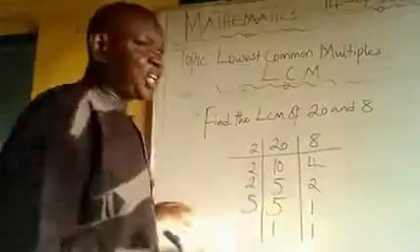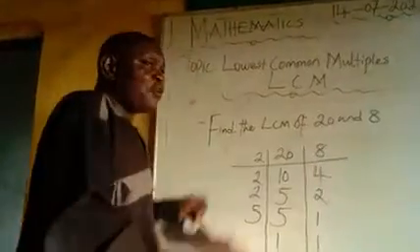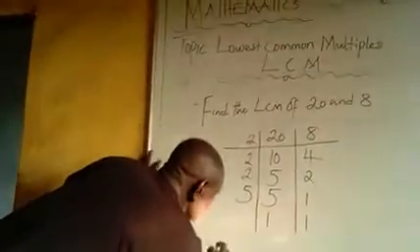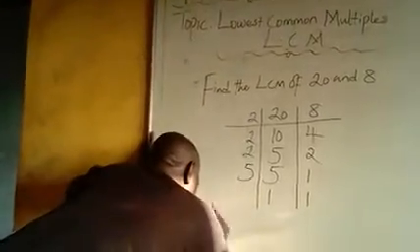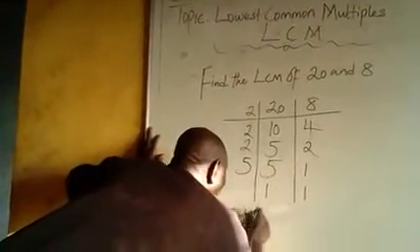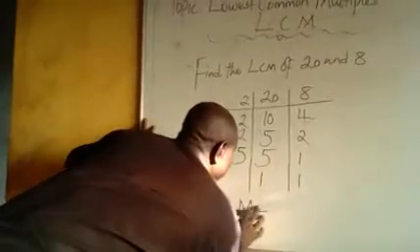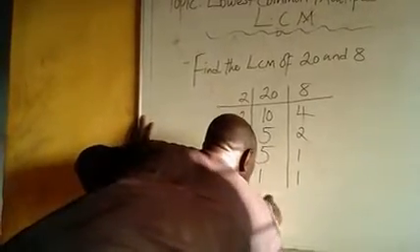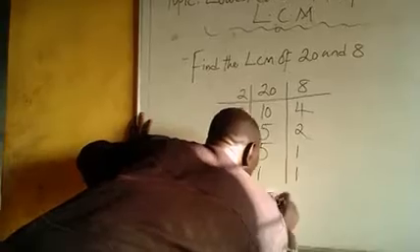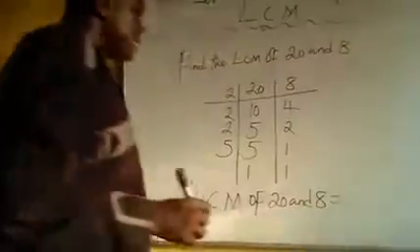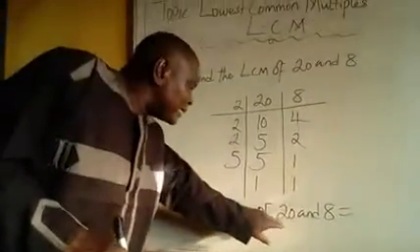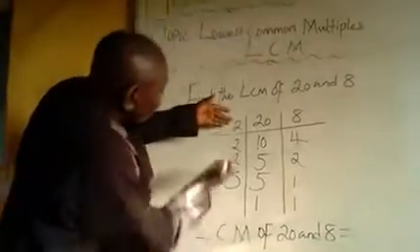What is the next line of action? The next line of action is for me to find the L.C.M. L.C.M of 20 and 8 equals to, how many 2's do we have here?